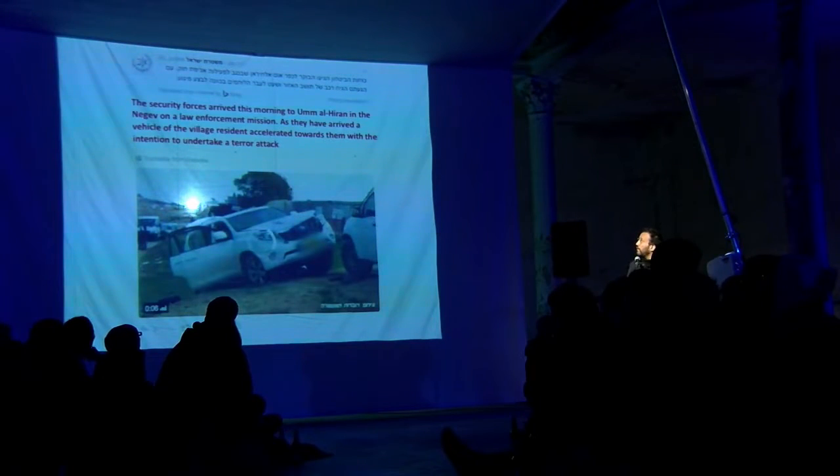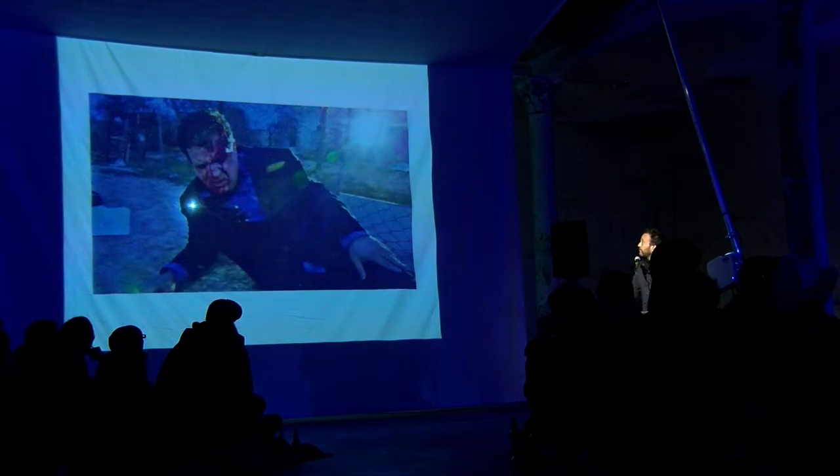The Israeli police now start describing exactly what has happened. Security forces, this is a tweet from the official Twitter account of the Israeli police. The security forces arrived this morning in al-Khiran. This is that village, on a law enforcement mission, i.e. their mission is to destroy that village. As they arrived, the vehicle, and this is that vehicle that they talk about, tried to accelerate and run over, and in fact ran over a policeman and killed him.